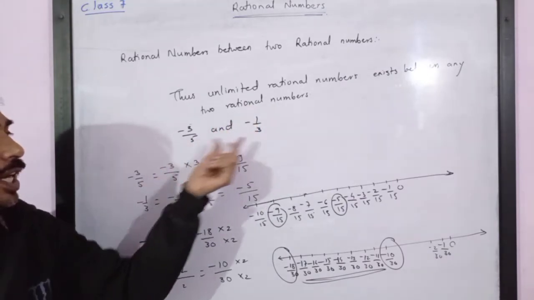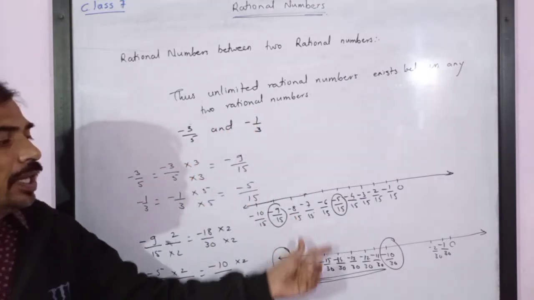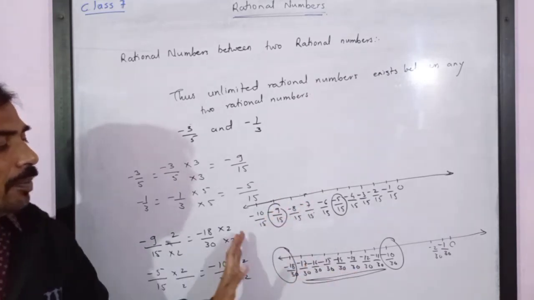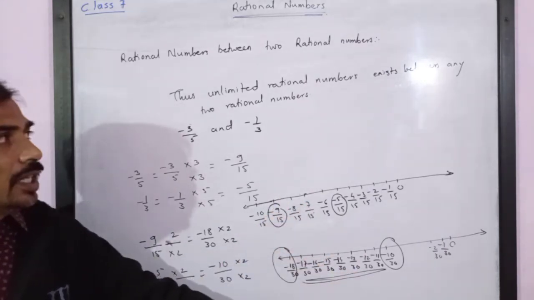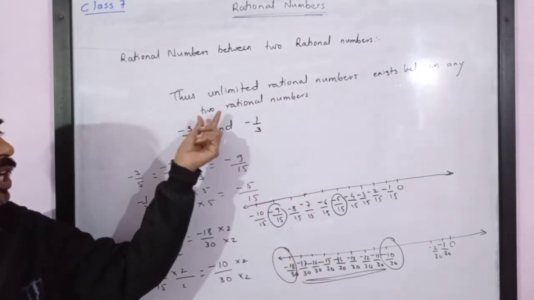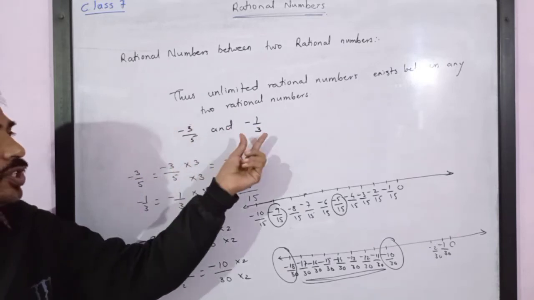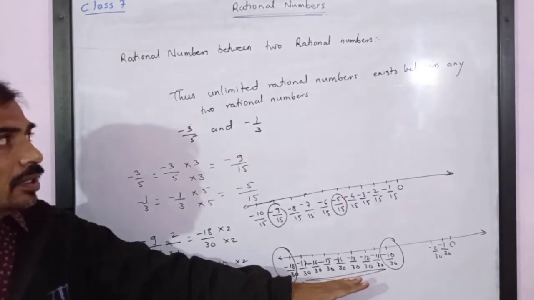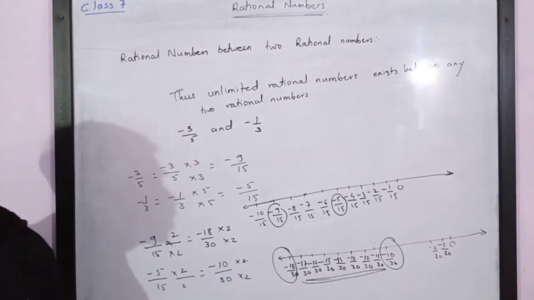Even though they both are negative, still we have found many rational numbers. If you multiply by 2, the number will go on increasing. Hence, unlimited rational numbers exist between any two rational numbers. Even if they are positive, we will get infinitely many rational numbers between two rational numbers.